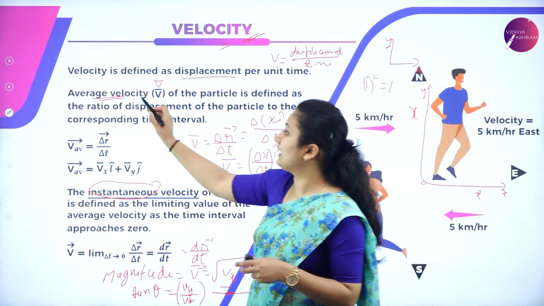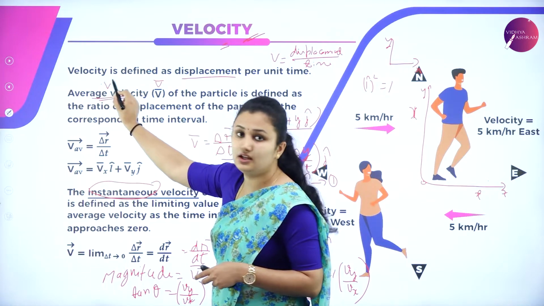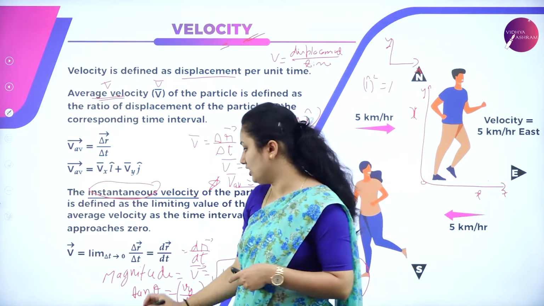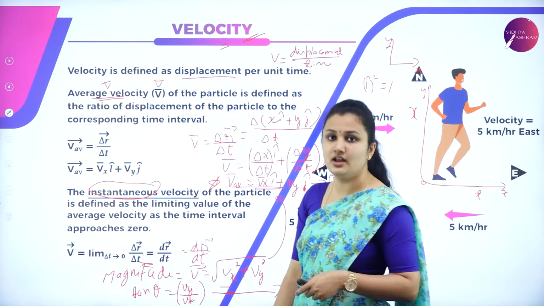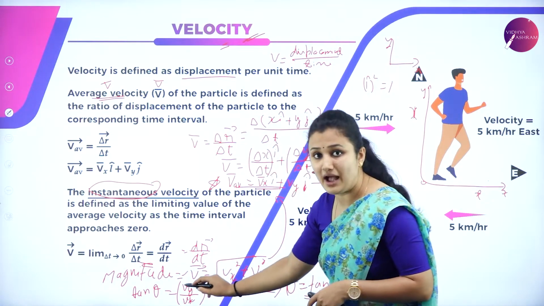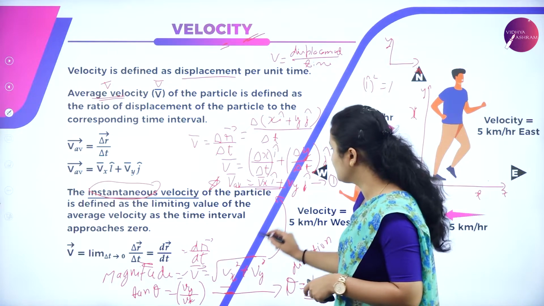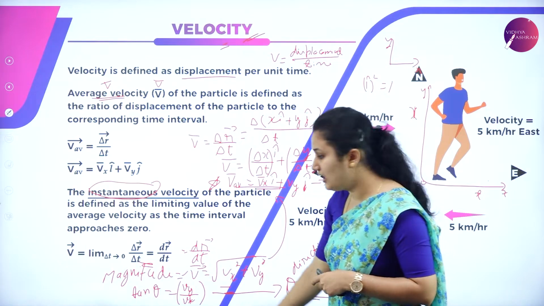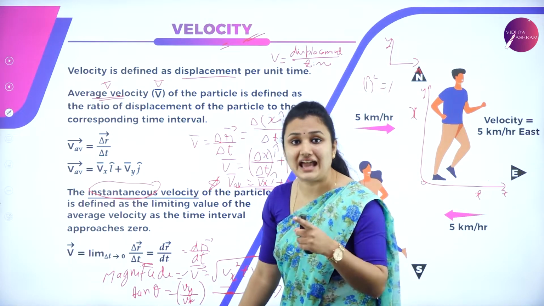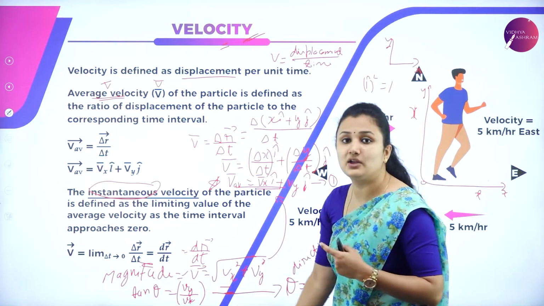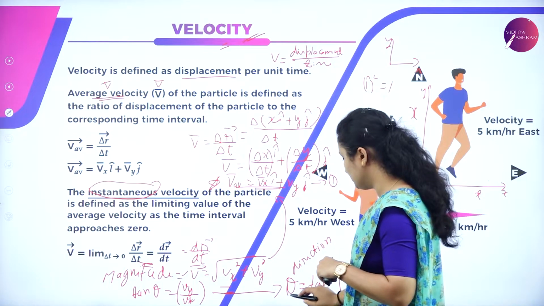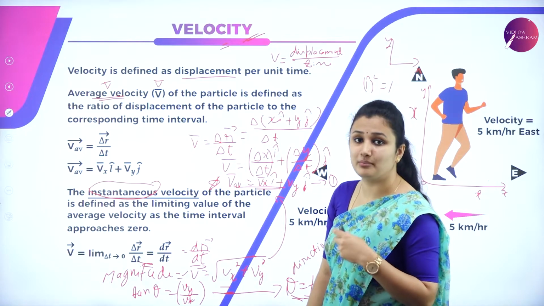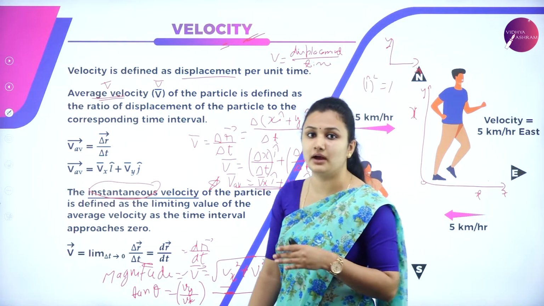The limiting value of average velocity as time tends to 0 is called instantaneous velocity. This is how you write instantaneous velocity, and this is how you calculate the magnitude of velocity using the equation of average velocity. By squaring and adding, you get the magnitude, and you calculate direction using tan theta. Tan theta is Vy by Vx, opposite by adjacent. So this is the direction. So velocity is what? Change in position by time, that's nothing but displacement by time.